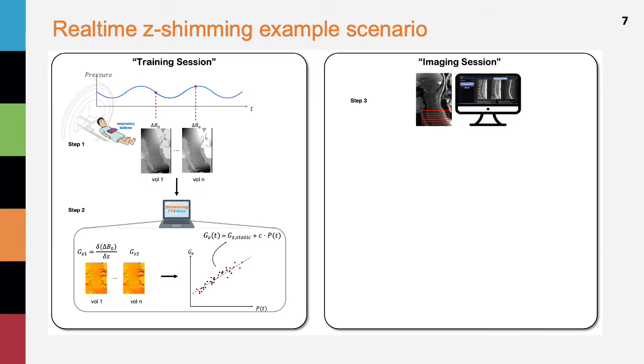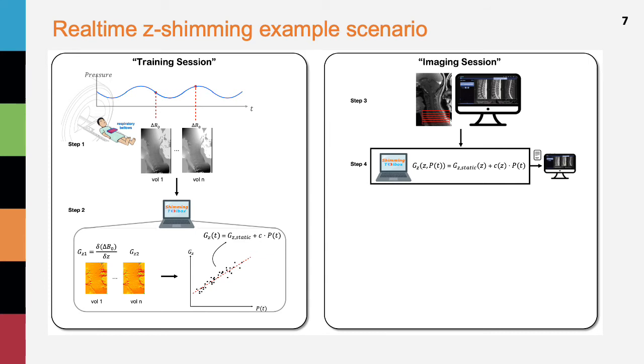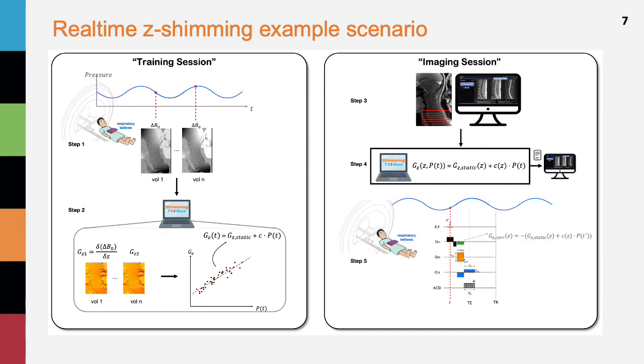During the imaging session, a dummy gradient echo scan is run in order to obtain the target image, which is also sent to the Shimming-Toolbox laptop. The z-gradient maps are resampled onto the target gradient echo images, and GZ static and GZ coefficients for each slice are sent to the scanner. A custom real-time z-shimming gradient echo sequence is then run.